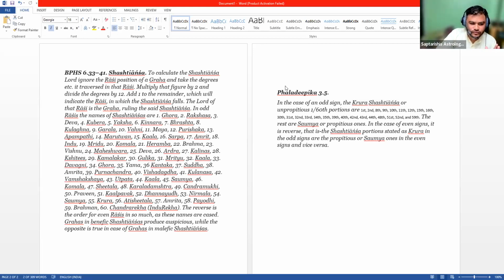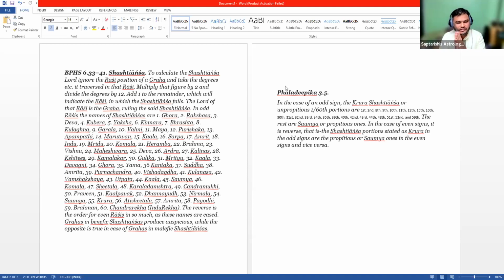Identify the planet falling in the Krura Shashtiamsha. That particular planet will give you health trouble, specifically in its dasha or in transit, or whatever method you are using. Let's say if you're using Bhrigu Chakra Paddhati, then whatever year is activated, that year is ruled by some planet, and if that planet is placed in Krura Shashtiamsha, that will give you trouble. Clear?